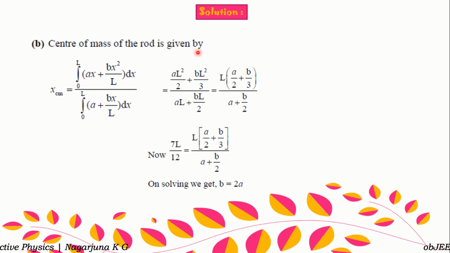The center of mass of the rod is given by the formula xcm equal to integral dm into x divided by integral dm. So in the place of dm, we can write lambda x into dx as usual. So integral 0 to L of lambda dx into x divided by integral of lambda dx. By substituting the dm value and integrating, we will get the solution as b is equal to 2a. This is the relation between a and b. Therefore, option B is the right option.